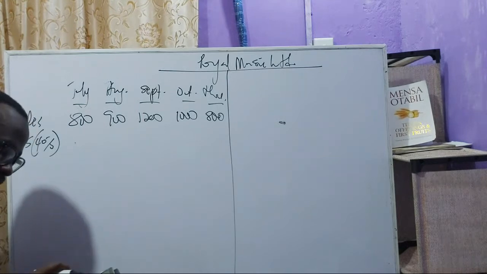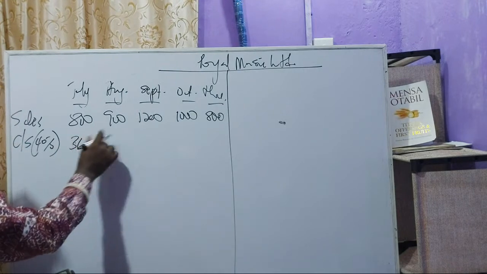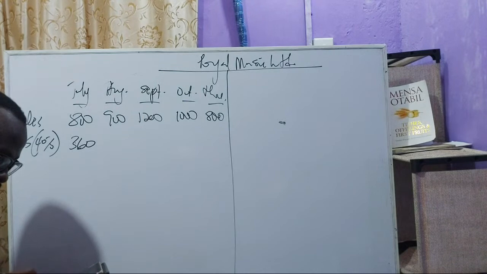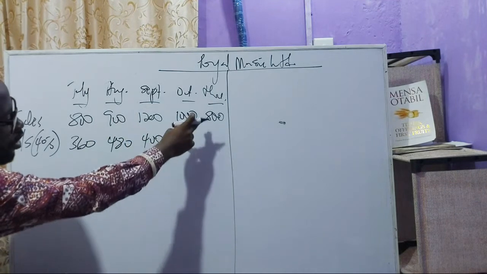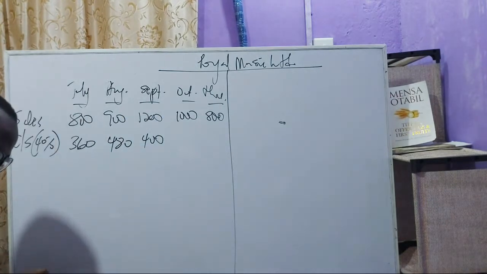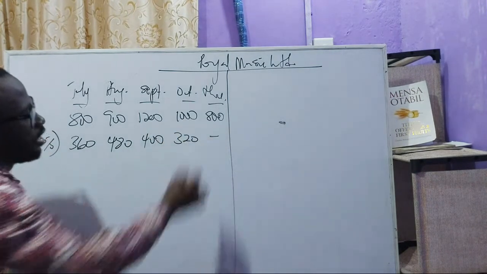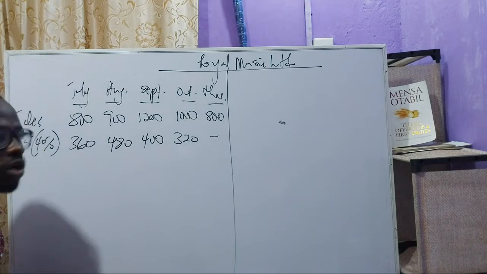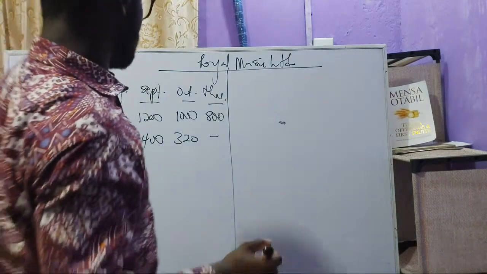So now let me open my calculator. 0.4 of 900, and that's 360. 40% of this, 0.4 of 1,200, that's 480. 0.4 of 1,000, that's 400. 0.4 of 800, that's 320. All right, so that is the closing stock. Once we have the closing stock, we can now prepare the purchases budget as the examiner has asked us to do.